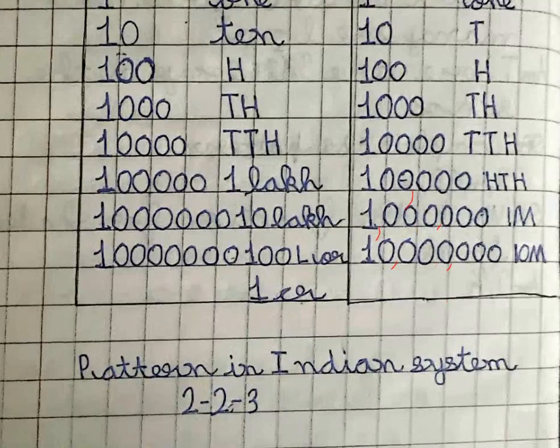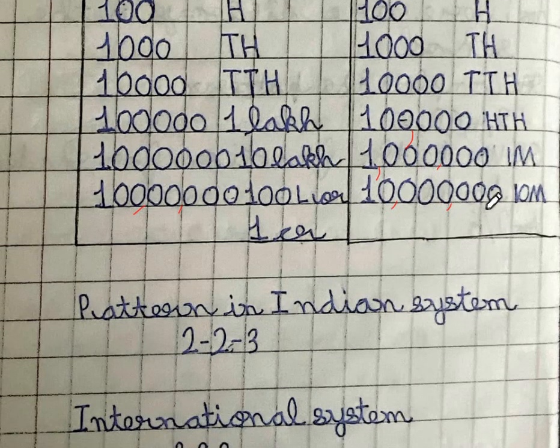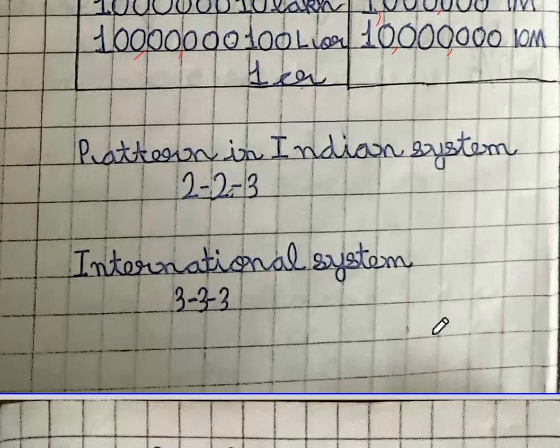But in Indian system, the split will be always like, so in Indian system it is called 2 to 3, meaning it will be split as 3, 2, 2. In international system it is always 3, 3, 3. So 3, then 3, like that.